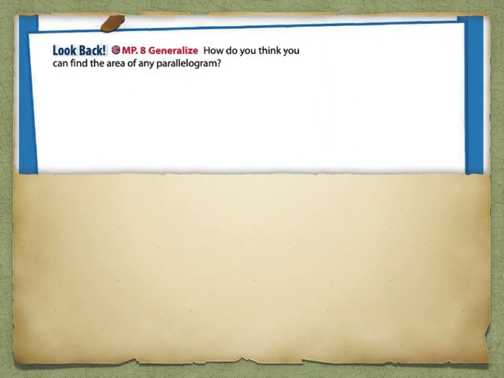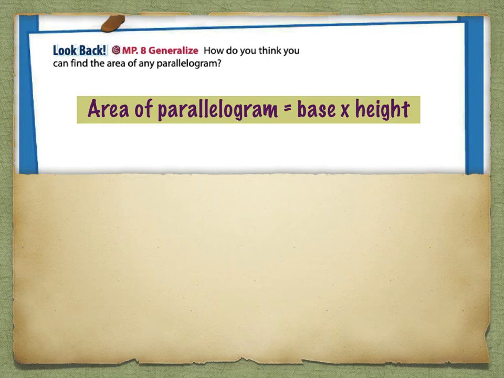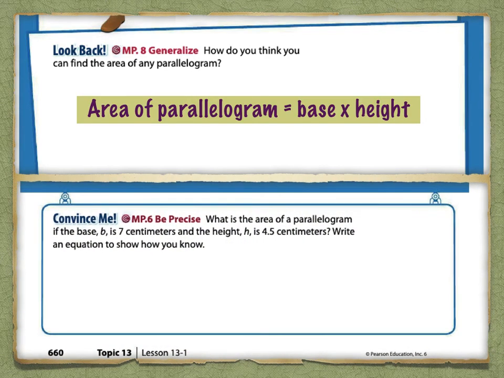So let's have another example. How do you think you can find the area of any parallelogram? So, of course, any parallelogram has the area which is equal to base times height. So let's have another example. What is the area of a parallelogram if the base B is 7 centimeters and the height h is 4.5 centimeters? Write an equation to show how you know.